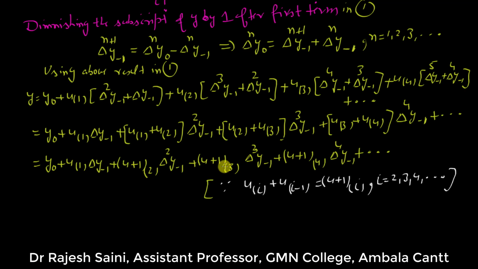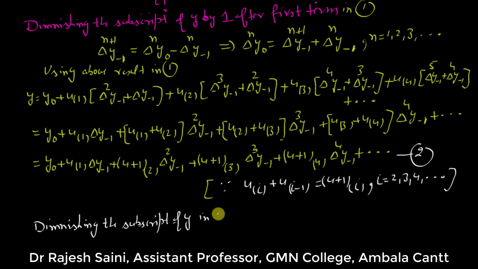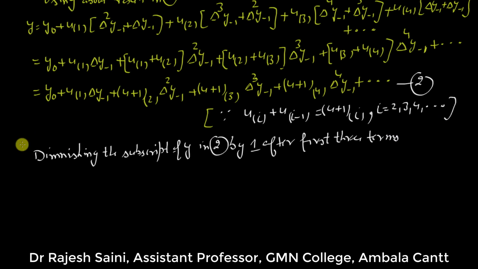So we need to diminish again the subscript of y after how many terms? 1, 2 and 3. After 3 terms we will be diminishing the subscript of y. So once again I am going to write: diminishing the subscript of y by 1 after first 3 terms, and you may name it as equation number 2. So here the subscript is -1, we need to take it to -2.